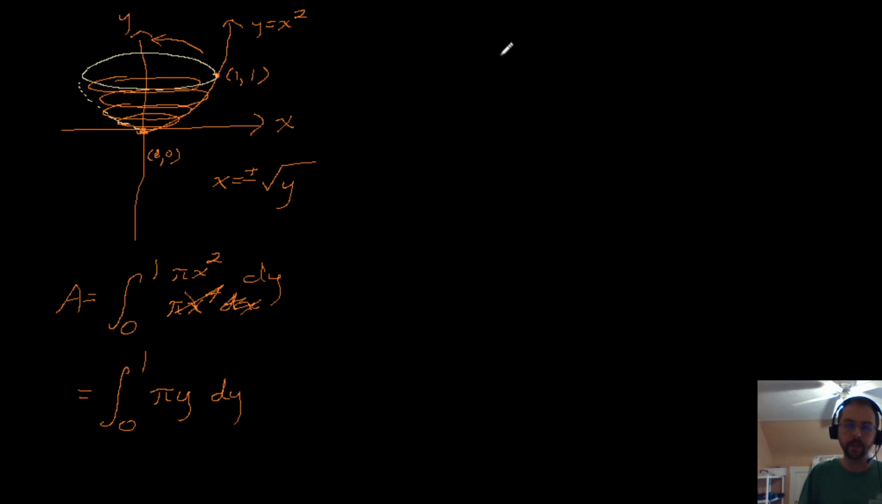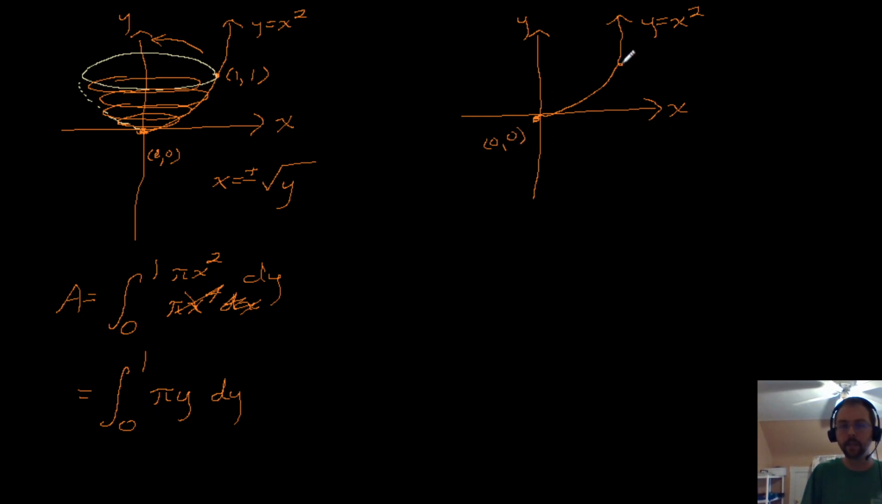The other thing that you can do is starting with the same shape, x, y, and we're going with y equals x squared. We'll do the same points. We had 0, 0, and we had 1, 1. But we can rotate the same thing around the x-axis.